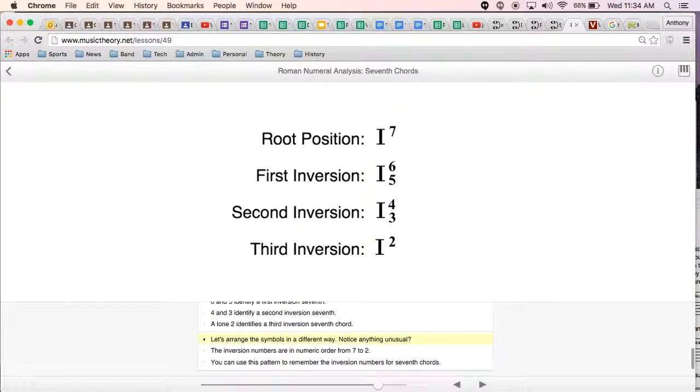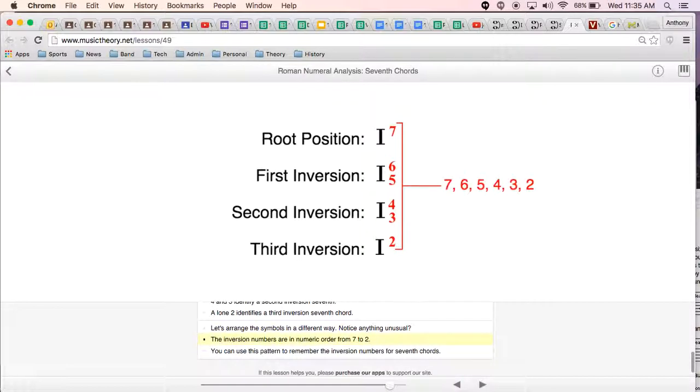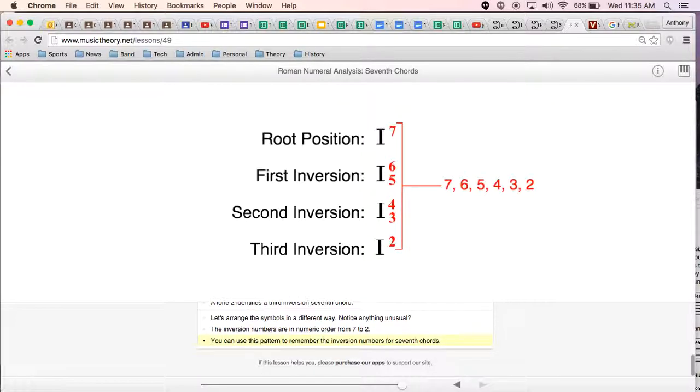So if you look at it here and we arrange the symbols, one on top of the other, root position, first inversion, second inversion, and third inversion, you'll notice we have all the numbers in consecutive order. And that's how you can remember the inversion numbers that go with your seventh chords. Good luck.